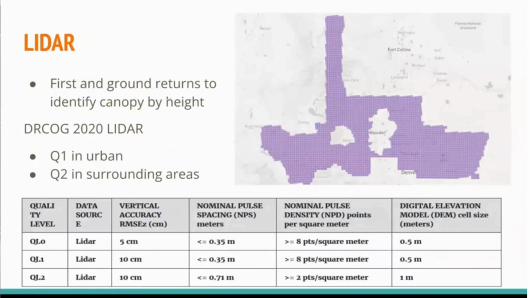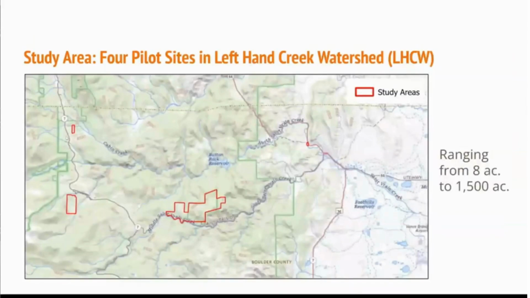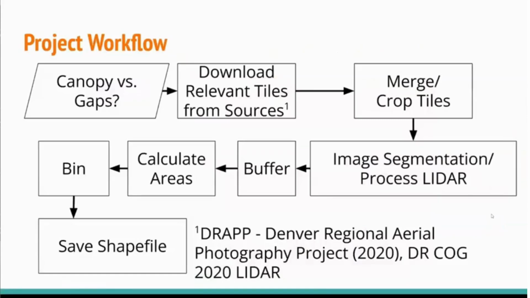There's two workflows. One focuses on image segmentation using the aerial imagery. One focuses on LiDAR processing. LiDAR is not available everywhere, but if it is, our workflow can use both. And if only aerial imagery is available, that works too. There were 4 project areas that we used as our test cases, highlighted in red on the map, ranging in size from 8 acres to 1,500 acres. Now Ed will talk about our project workflow.